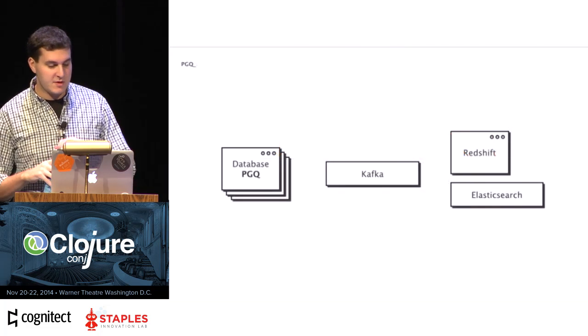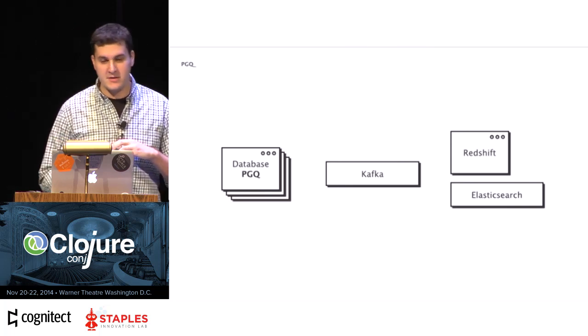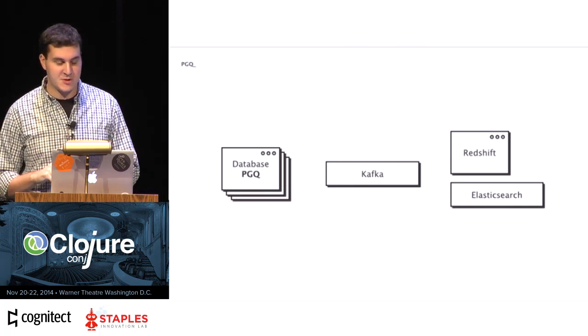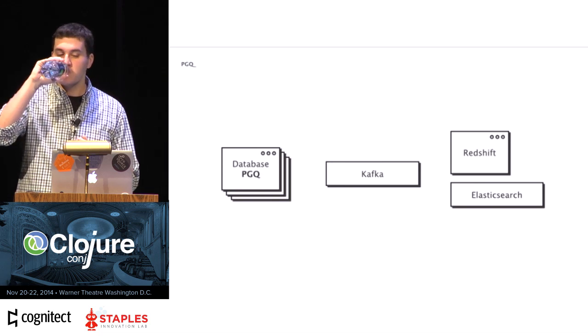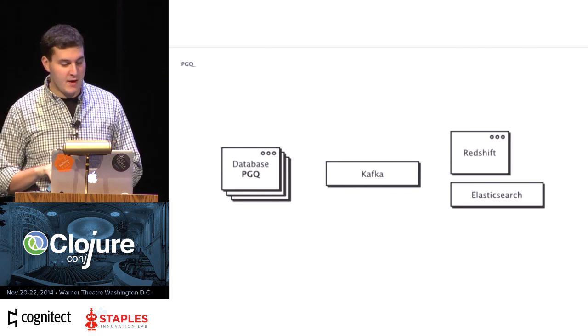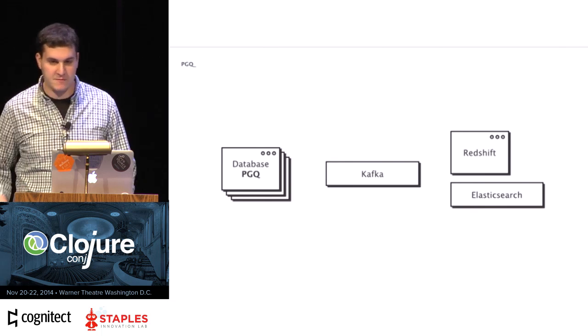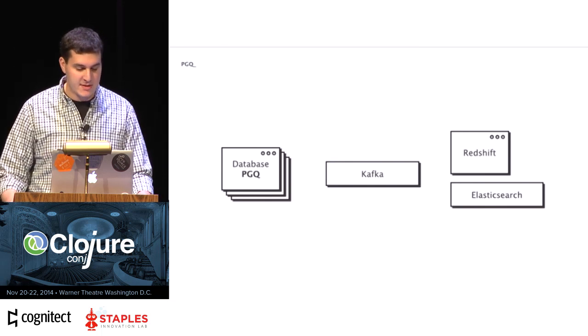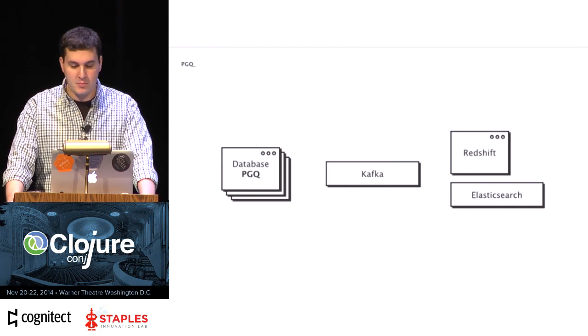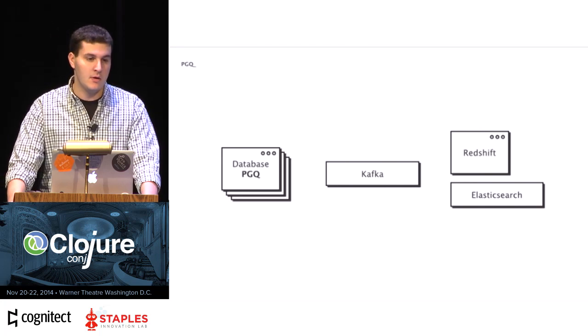So I've been talking for a little while now, and it turns out we're at a Clojure conference, and I haven't mentioned Clojure yet. And our system looks kind of like this. We have PGQ, we have Kafka, we have Redshift, we have Elasticsearch. We know we need to get data between all of them, but we haven't really figured out how yet.